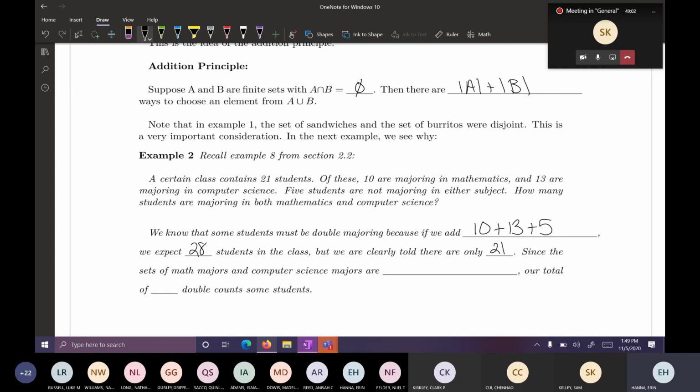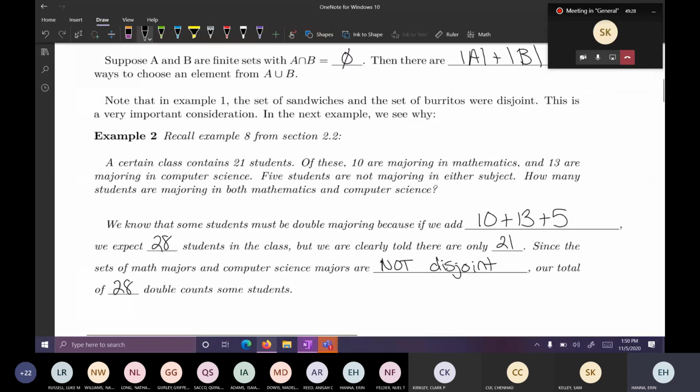So since the set of math majors and computer science majors are not disjoint, someone can be majoring in both, so that total number of 28 is of course going to double count some of those students. So we needed to know how many to take out. That was essentially the question we were looking at back in 2.2. But if we phrase it in this idea too, let's try to find what those disjoint sets would actually be.